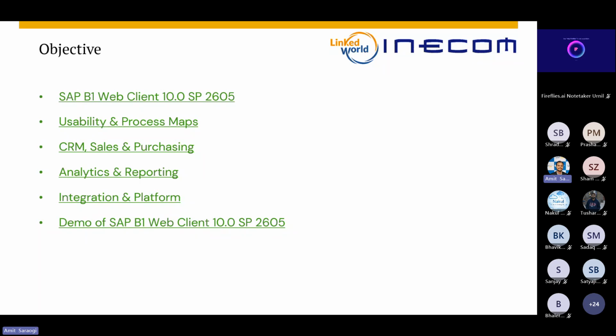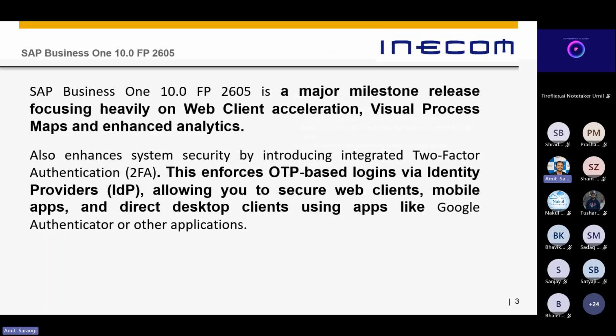To give you a brief, the 2605 on version 10 is a major milestone release. It focuses heavily on bringing all the features that were missing on the web client. So now we can say at least 90-95% of transactions are available in the standard web client. It also covers the visual process maps and enhanced analytics. It also enhances your system security by having multi-factor authentication, like an OTP-based login that is required.